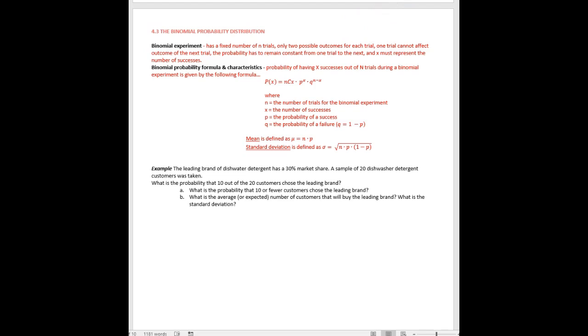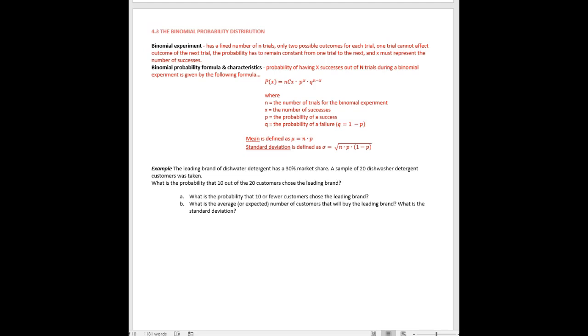Here is our formula. The probability of x successes out of n trials during a binomial experiment is given by the following formula. P of x is equal to n choose x, that combination formula that we learned in the last module, times the probability of success raised to the power of the successes, so p to the x, times the probability of failure raised to the power of the failures, so q to the n minus x.